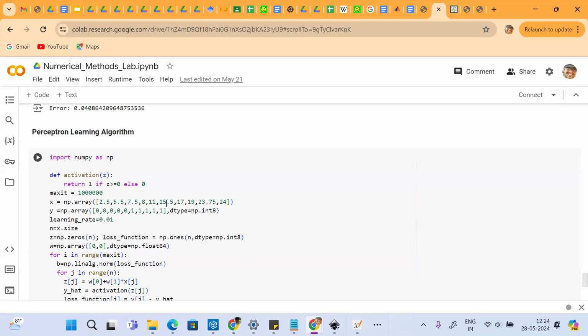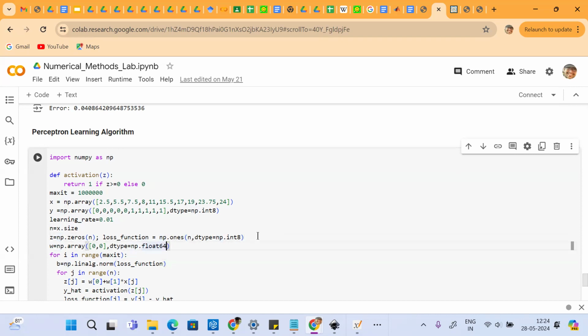Okay, in that way. Learning rate I have kept 0.01, fine. Loss function I have defined as the same size as X and Y. N is the size of X, fine. Till now it is fine. So the same size we have to use for the loss function, isn't it? Same data set as X and Y, same length. So you have to take the loss function as the same length as X and Y.